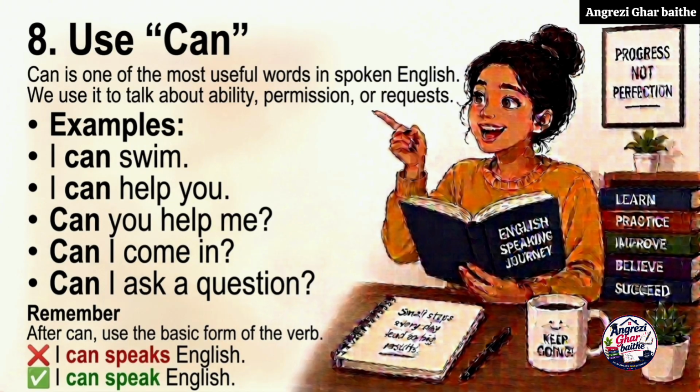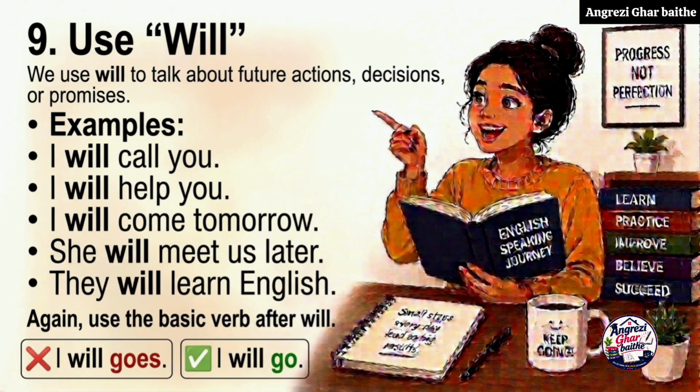8. Use can. Can is one of the most useful words in spoken English. We use it to talk about ability, permission, or requests. Examples: I can swim. I can help you. Can you help me? Can I come in? Can I ask a question? Remember, after can, use the basic form of the verb. "I can speaks English" is incorrect. "I can speak English" is correct.